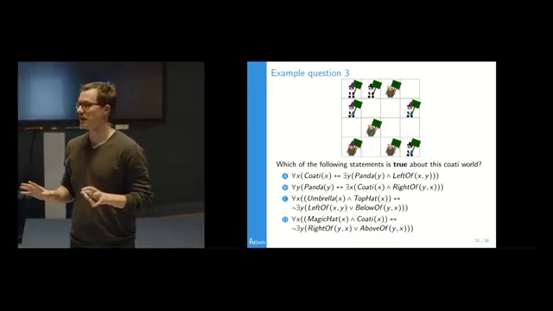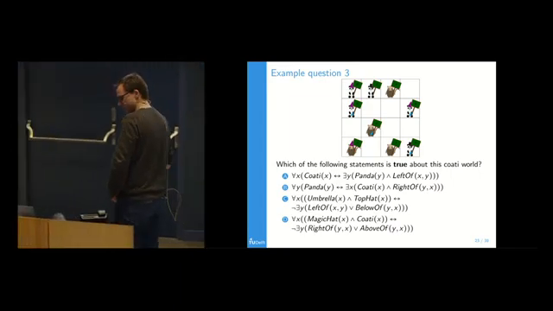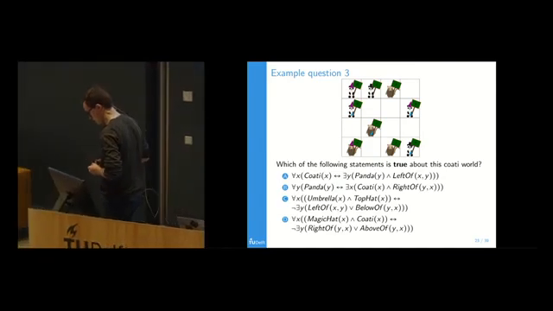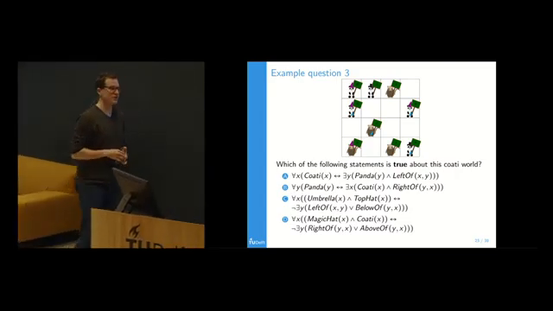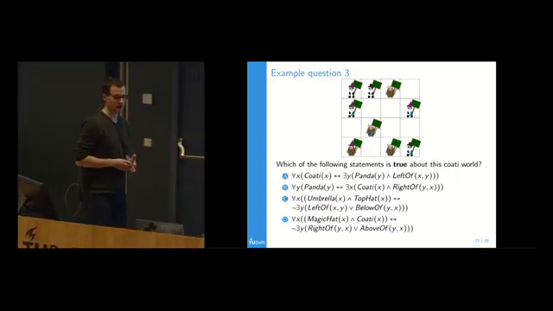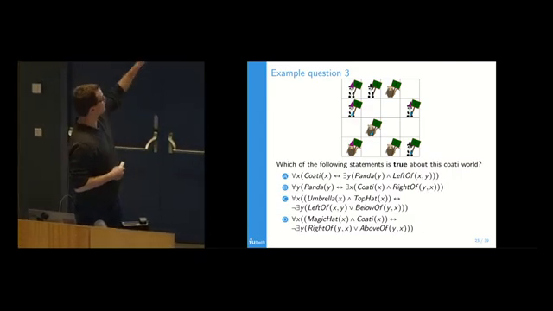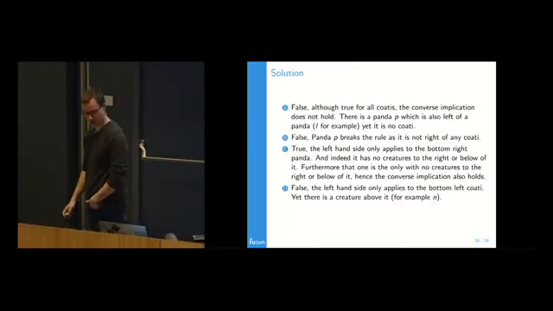In more plain English, all the coatis must be left of a panda, and all the pandas must be left of coatis, must be right of coatis. We can go through similar translations for each of them. And again, this time on the next slide, you can find the answer later.